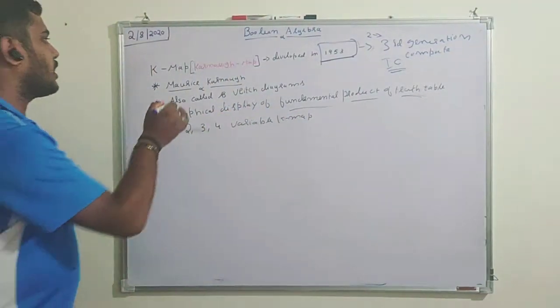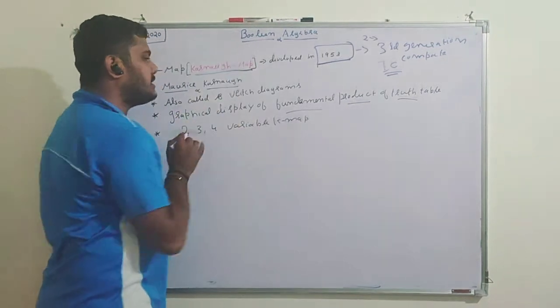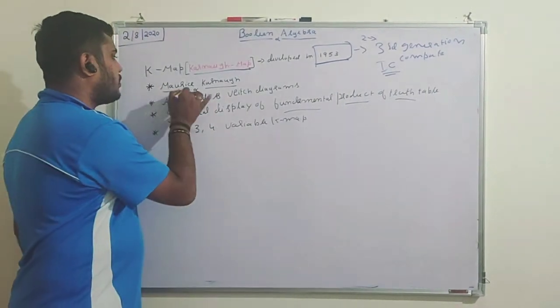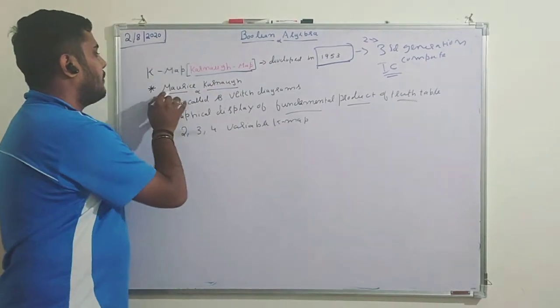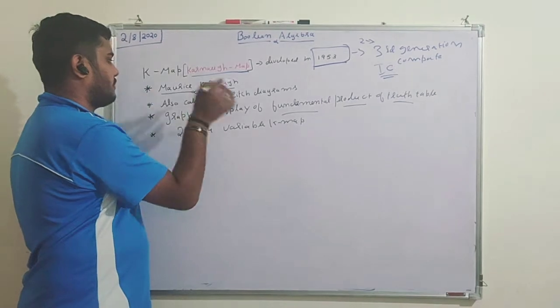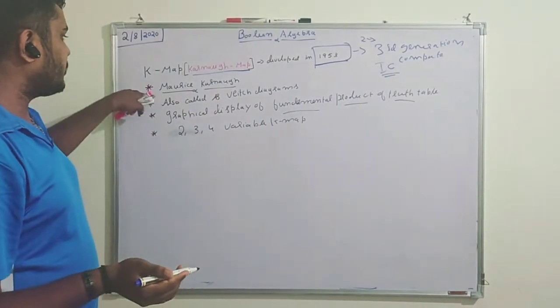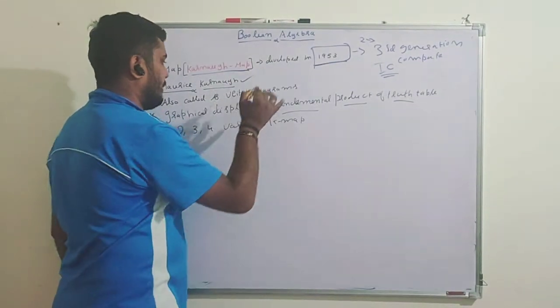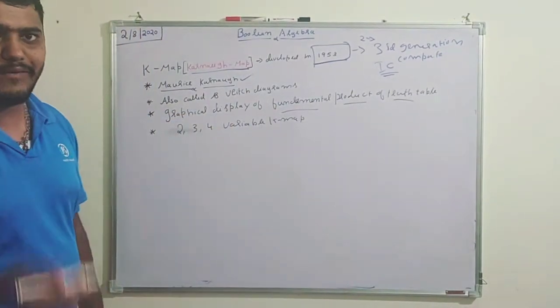This is known as Karnaugh map. Why is this name given? Because this was introduced by Maurice Karnaugh. Anyhow, you just pronounce it as you know; I am going to pronounce it as Maurice Karnaugh map. So why did he develop that?